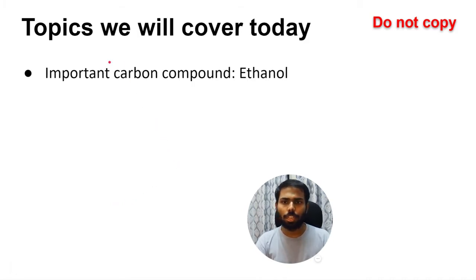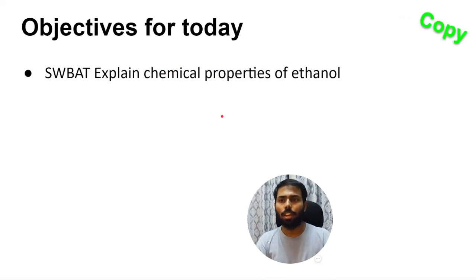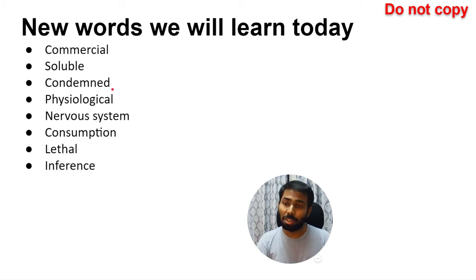Today we're going to see an important carbon compound, ethanol, in detail. Okay, ethanol. The objective for today is going to be students will be able to explain chemical properties of ethanol. Okay, the new words we're going to learn today are commercial, soluble, condemned.